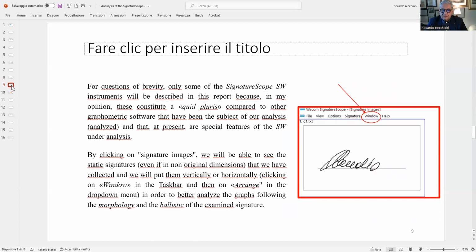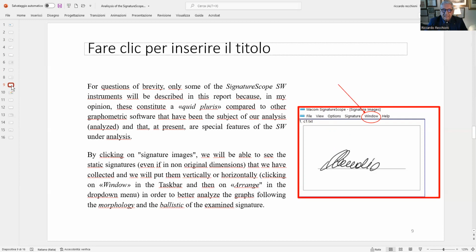For reasons of brevity, only some of the Signature Scope software instruments will be described in this report because, in my opinion, this constitutes a quick overview compared to other graphometric software that have been the subject of our analysis, and that present a special feature of the software and analysis.